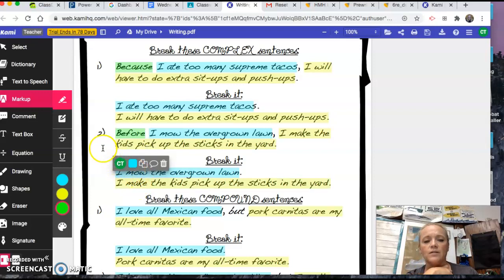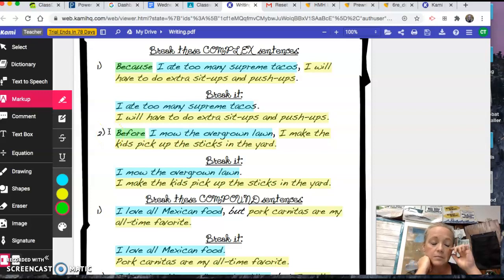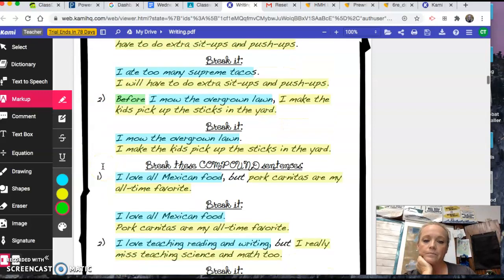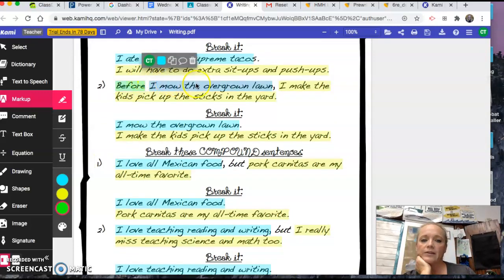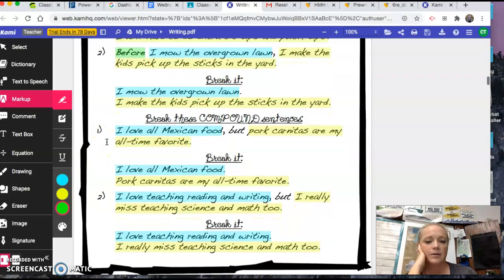So it's important to use complex sentences because it helps explain to people when you're doing what, helps make sure they understand what you want them to know. So we broke that apart into I mow the overgrown lawn and I make the kids pick up the sticks in the yard. It's important to have a word to tell us which one's happening.